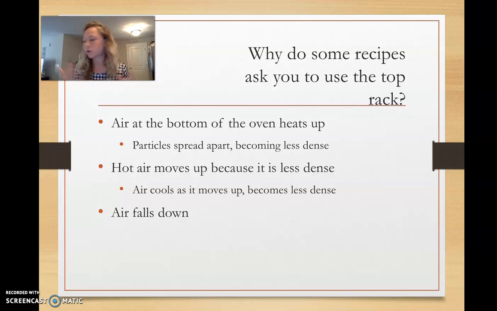So it talks about in our book on page 481, it says, well, why do some recipes ask you to use the top rack when you're using the oven? So there's some cooking materials where they want you to use the top rack rather than the bottom rack. And you might be asking yourself, well, why? In the oven, the air at the bottom of the oven is going to heat up. If you pull open your oven, which I will show you in a little bit, I'm going to pull open my oven. Sorry if it's a little dirty.